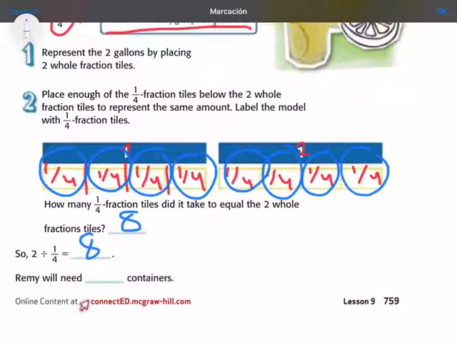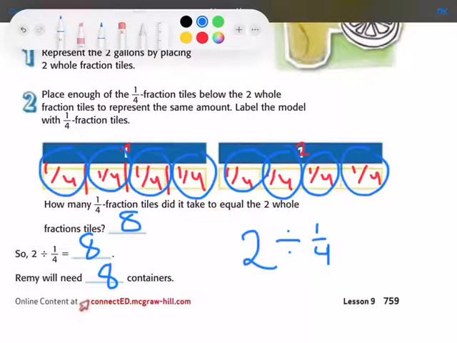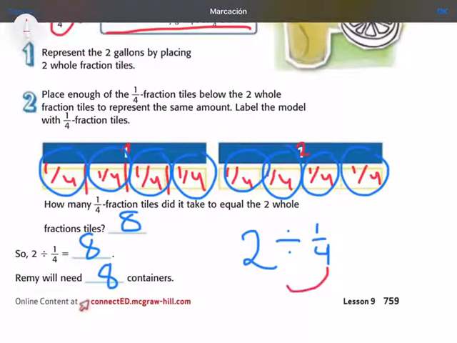So Remy will need 8 containers. That is the same as if I multiply, yes, multiplication in a division. If I multiply 4 times 2, it will give me 8. Ready.